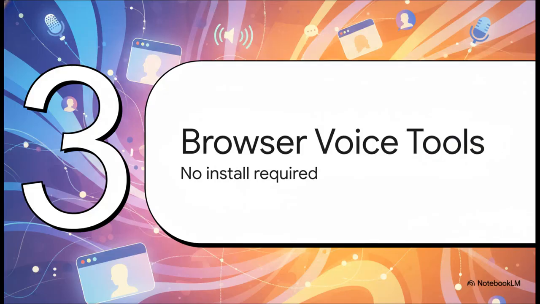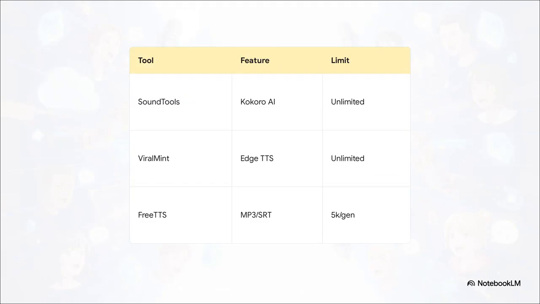Section 3, top browser-based voice tools. Now, if you're someone who just wants quick, easy access without downloading massive software files, there are 3 heavy hitters that really stand out. SoundTools is totally fascinating. It actually downloads an 82 million parameter AI model called Kokoro right into your browser's cache, so you get unlimited, private generations. Then there's ViralMint, which is super clever because it taps directly into Microsoft Edge's neural text-to-speech engine for watermark-free narration with no limits. And finally, FreeTTS. They offer over 400 voices and let you export straight to MP3 and SRT files.